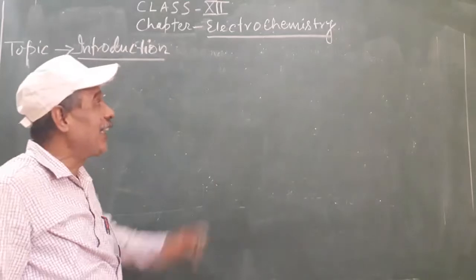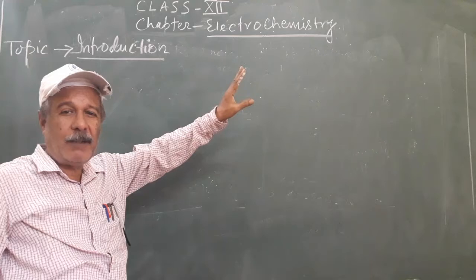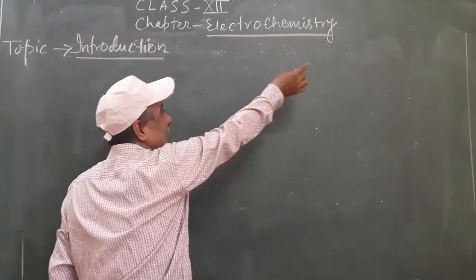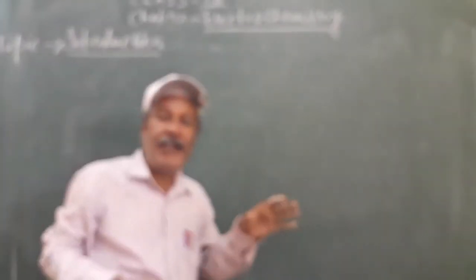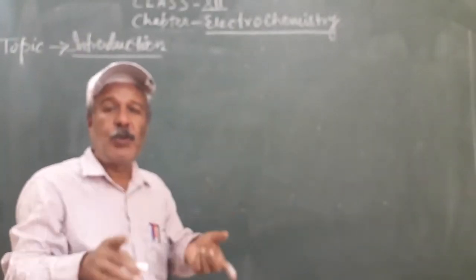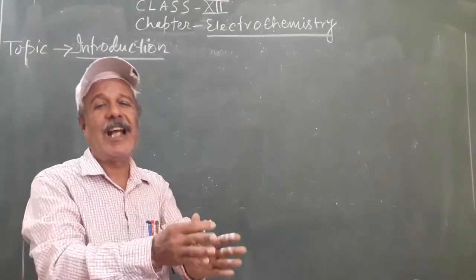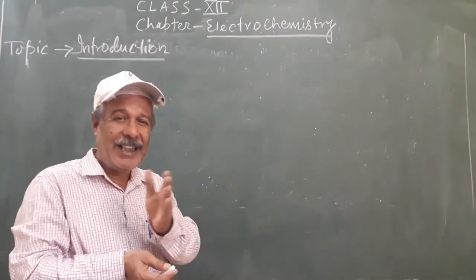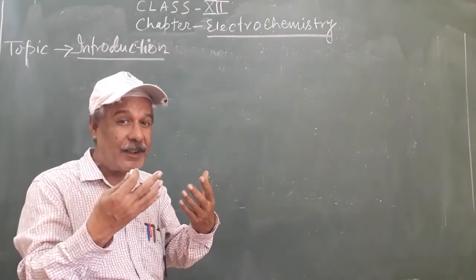So let us see about the name of this chapter first of all. This is made up of two words. One is electro and other is chemistry. What it means? It means in this chapter we will only study about the mutual interaction of electric current and chemical reaction. Electric current and chemical reaction means how they mutually interact with each other.